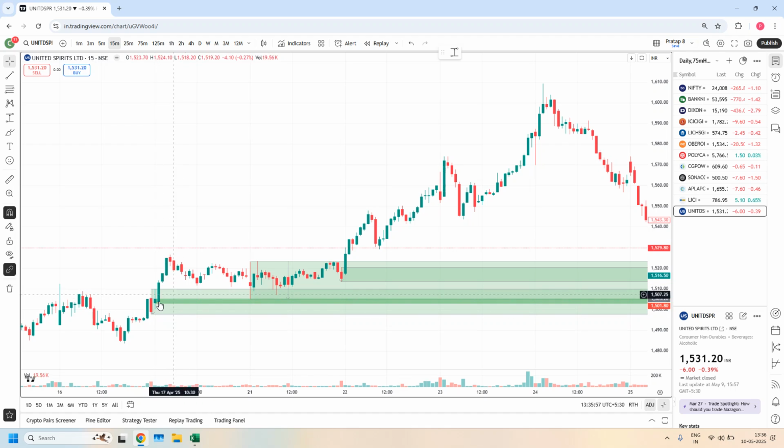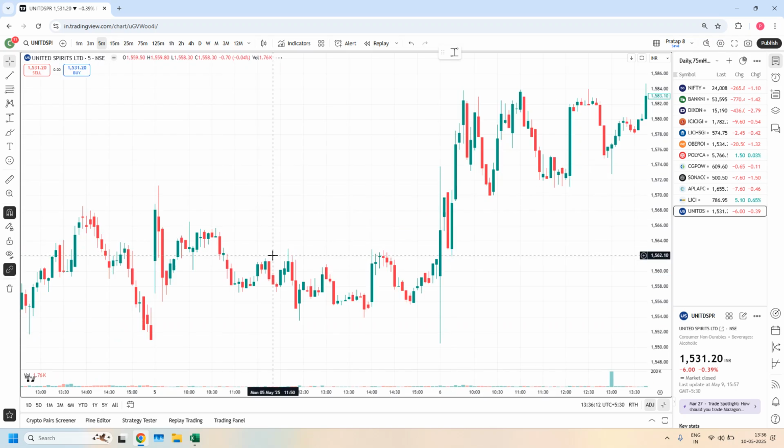What I mean to say, this is the horizon. Lower time frame zone horizon to the higher time frame. Higher time frame is 75 minutes, high liquidity zone. Lower time frame is 15 minutes. Now both these you need to fine tune with 5 minutes time frame.